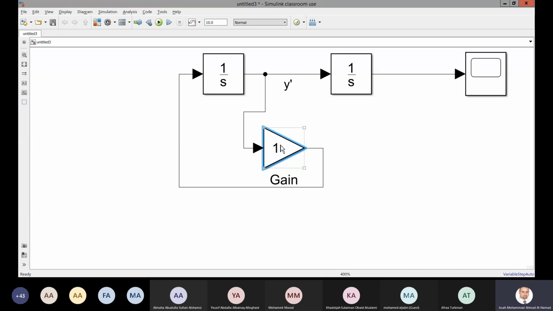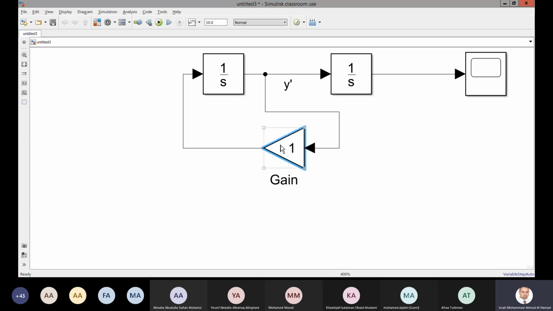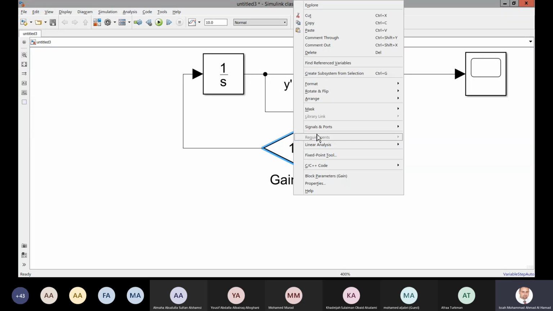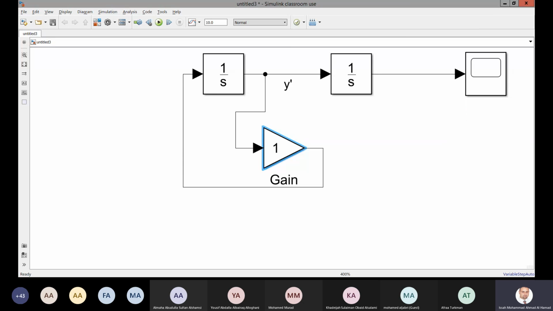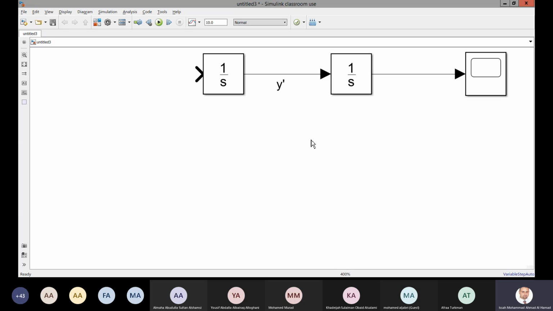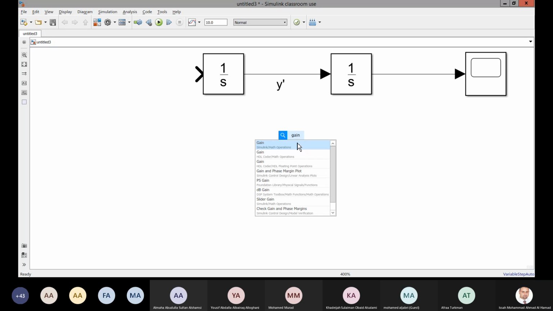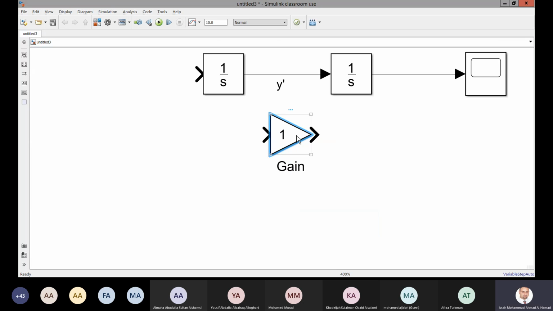So I can flip this. How can you flip this? You can press on Control and I. It will flip directly. Control I. Or you can right click here and go to rotate and flip and press on flip block. It will flip. Okay? So before I do this, let's keep it more tidy. I'll remove it. I'll add it another time. So this is my gain. I will flip it.